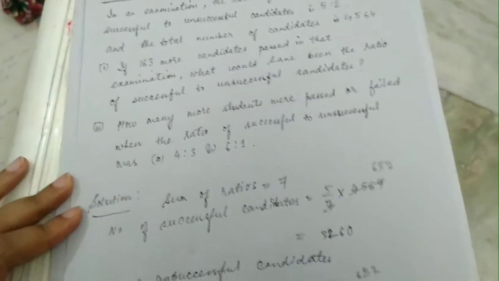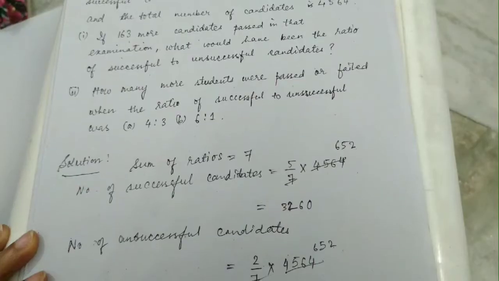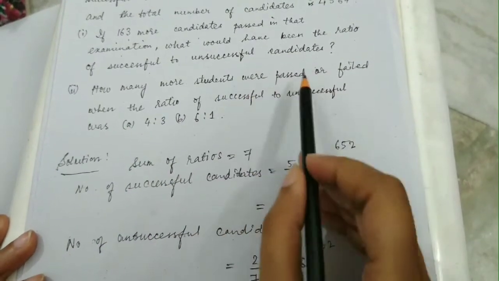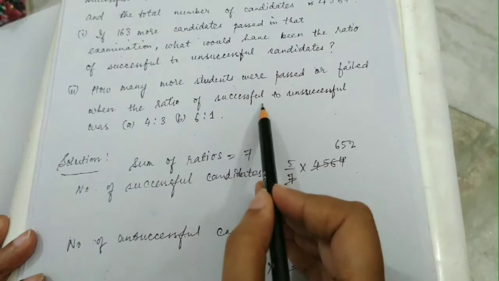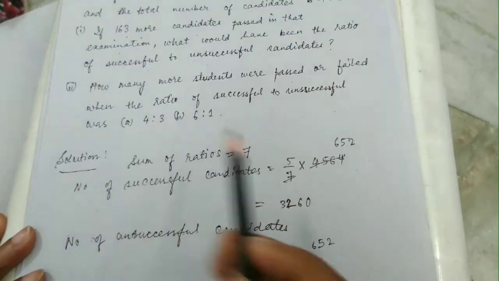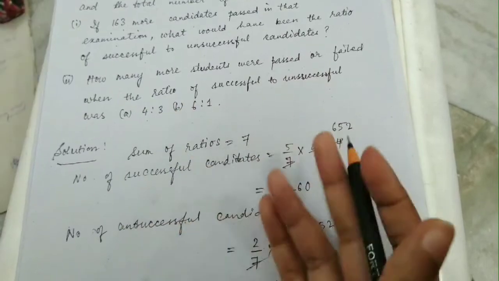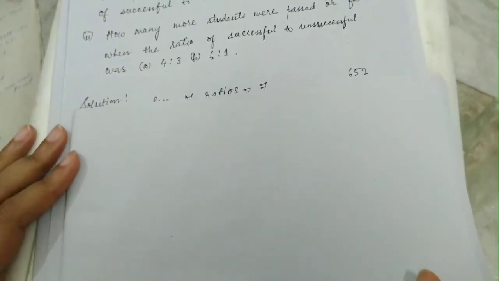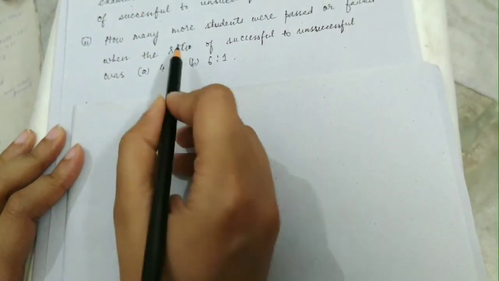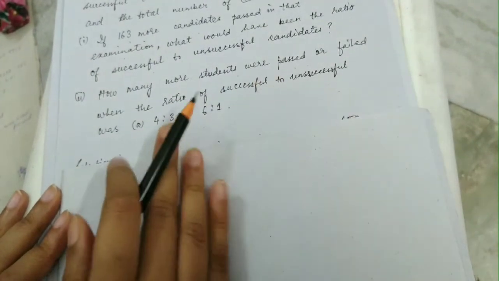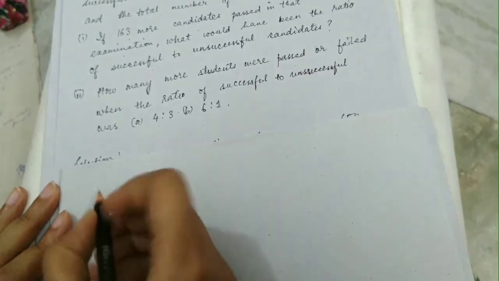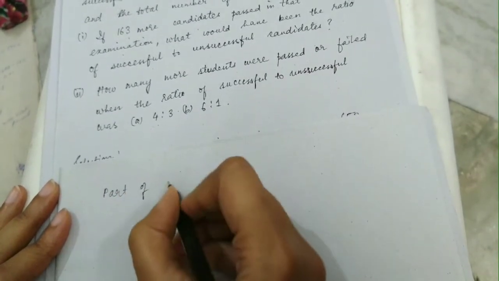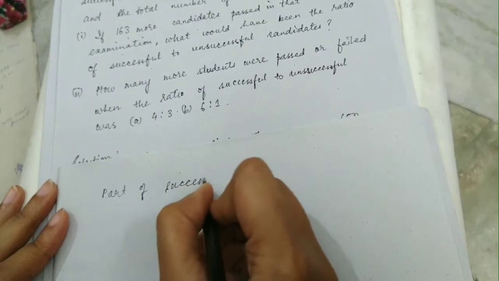Now the second question says: how many more students will pass or fail when the ratio of successful to unsuccessful will be 4:3. See, this sum you can do with a short trick also, and by doing large calculations. First, you know the ratio of successful to unsuccessful is given. The total number of candidates is already given. So you can find the number of successful candidates at present with this ratio, and the number of unsuccessful candidates.